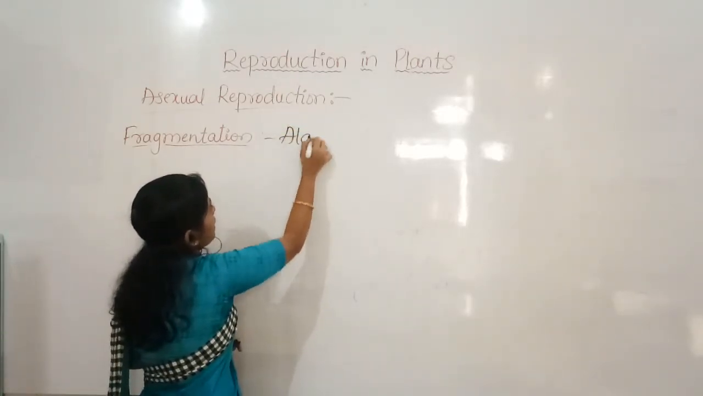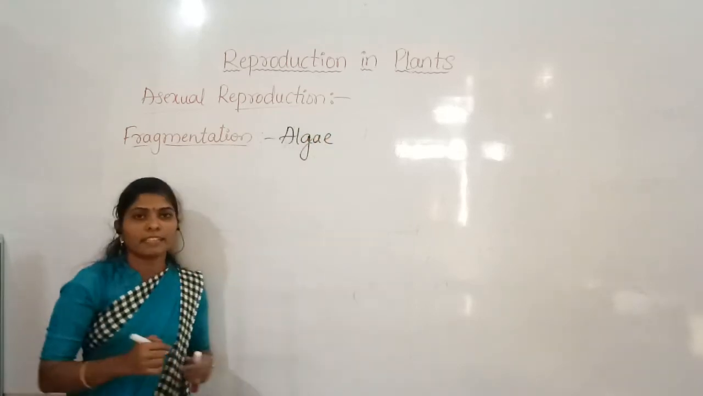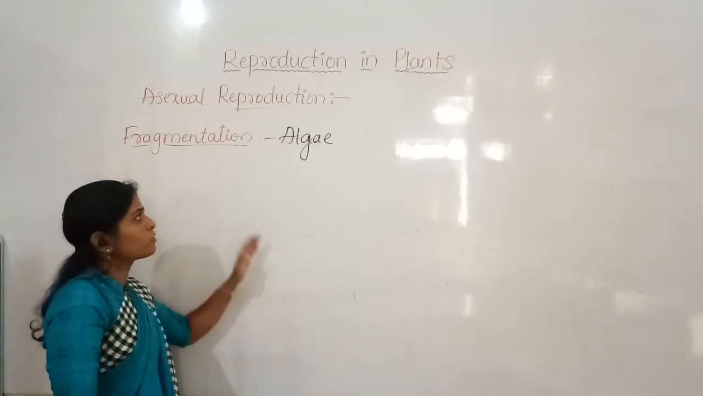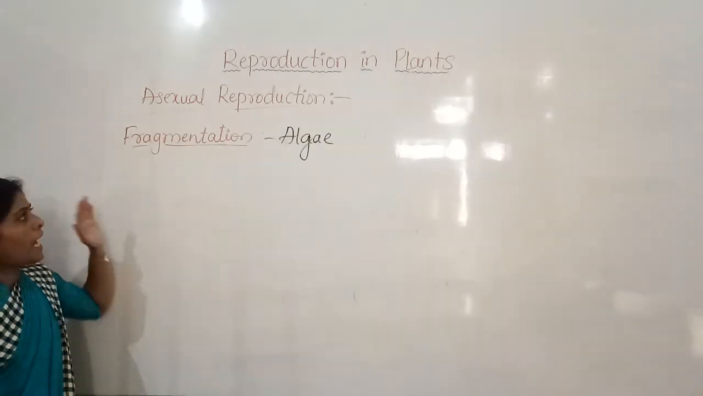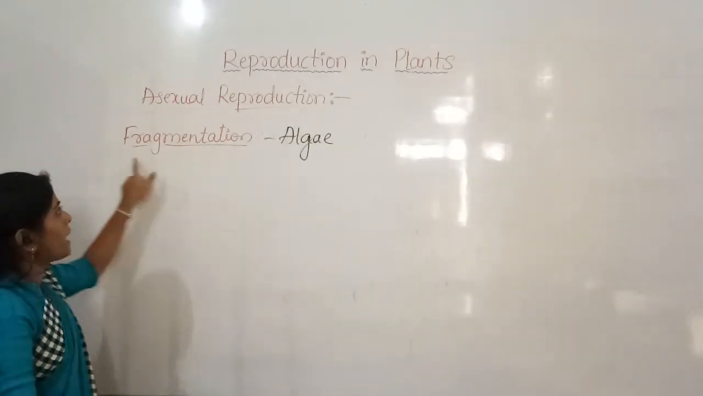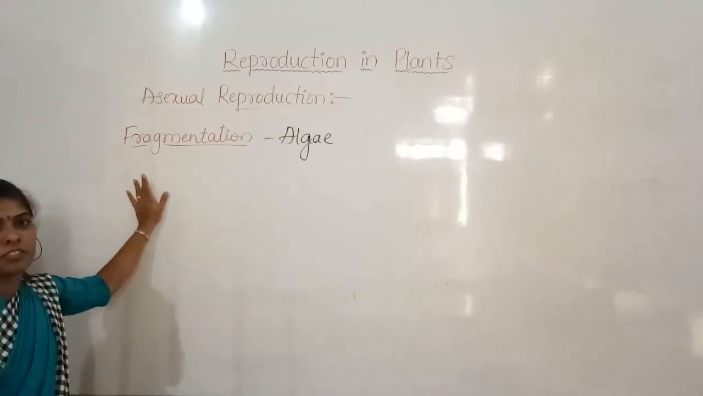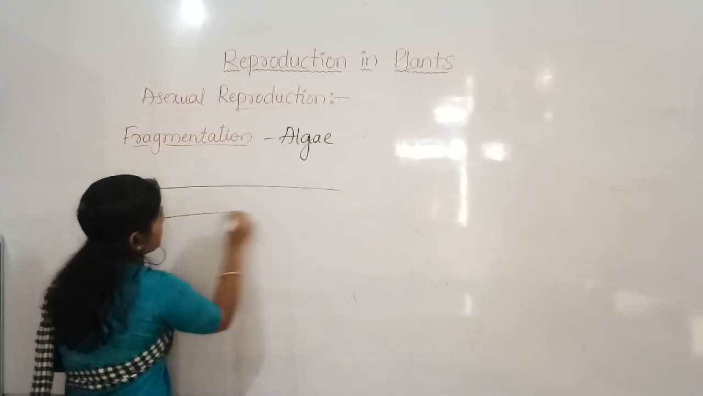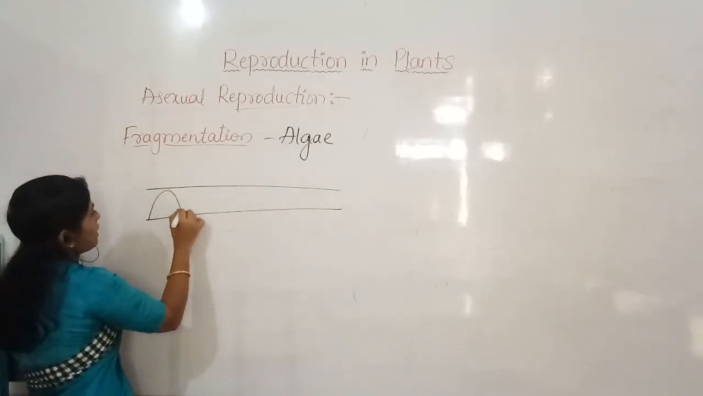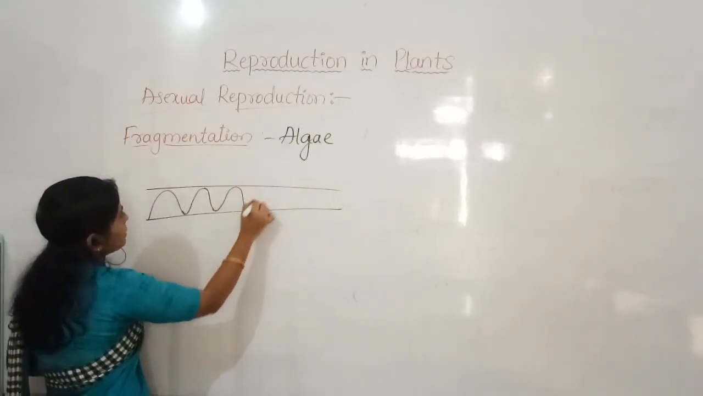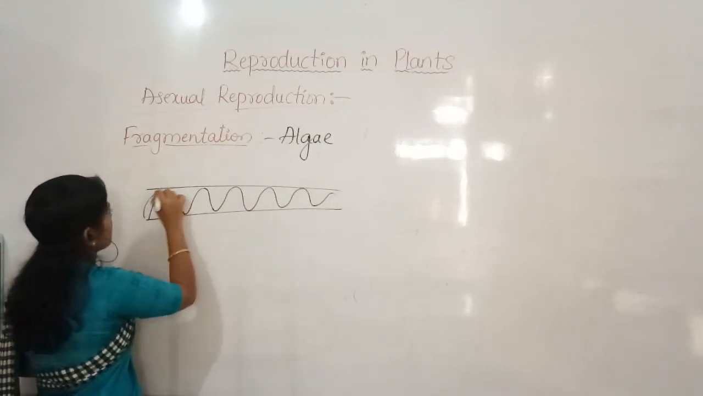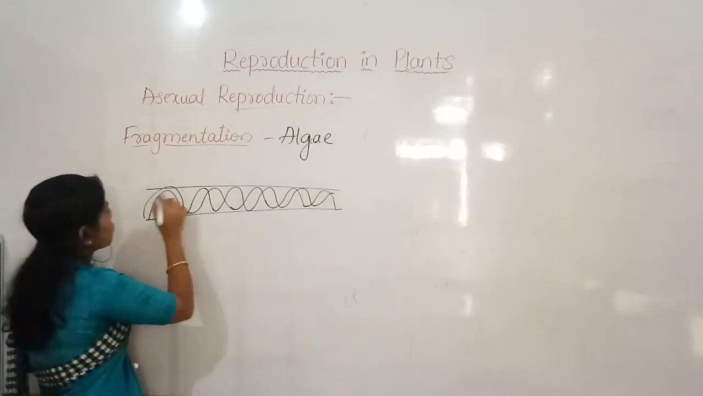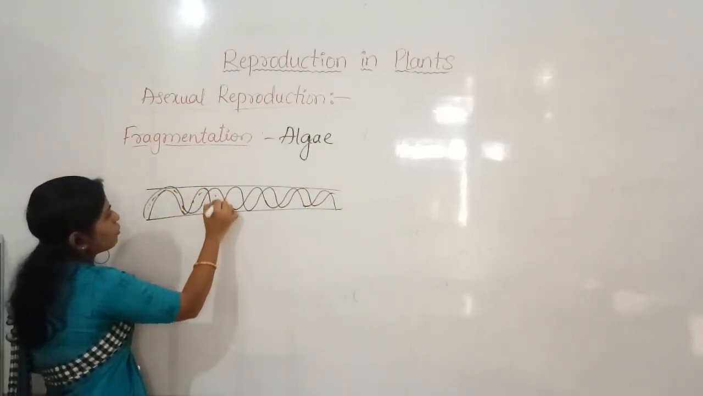We can call them algae, the green patch which grows on the stagnant water is called algae. And this algae grows by the process called fragmentation. So see, the algae will be like this. The algae will start growing. This is how the algae cells will be there, and this is how they are growing.